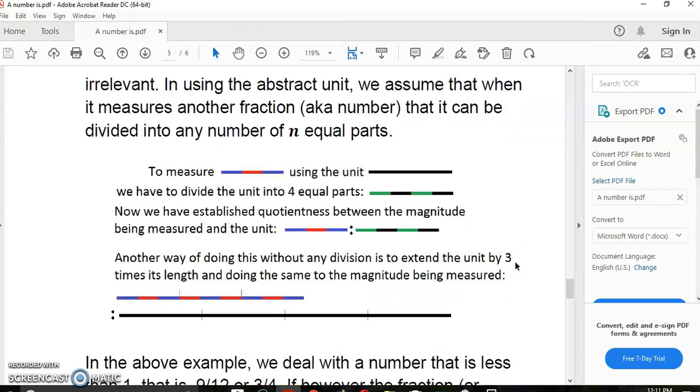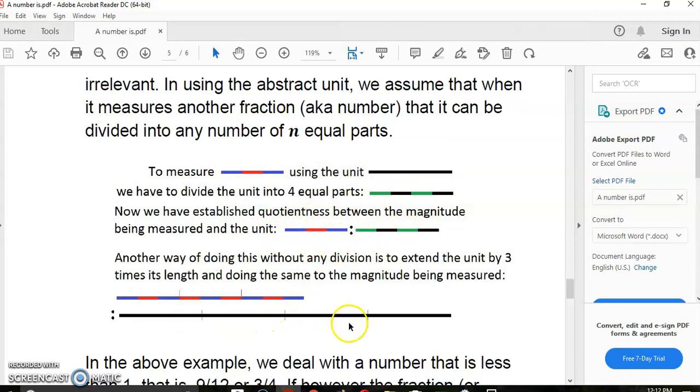So in using the abstract unit, we assume that when it measures another fraction or a number, because all numbers are fractions, that it can be divided into any number of n equal parts. So for example, to measure this particular line segment using this unit, we have to divide the unit into 4 equal parts, right? And now we have established quotientness between this magnitude and the unit. And we have this ratio of this magnitude to the unit.